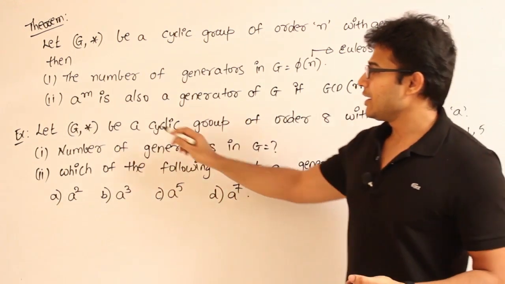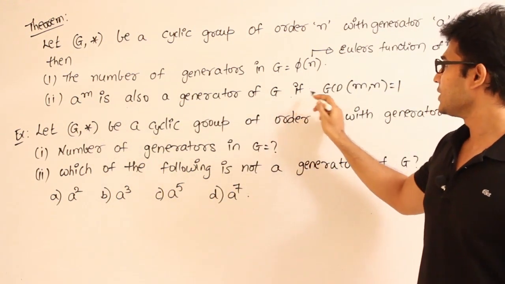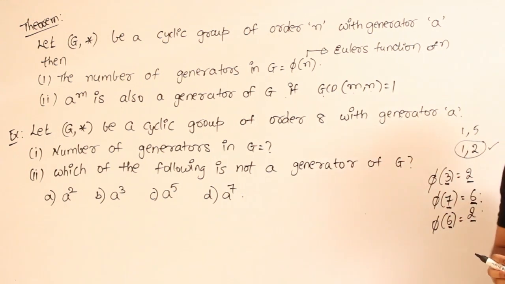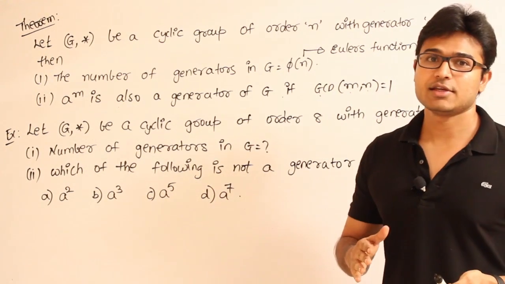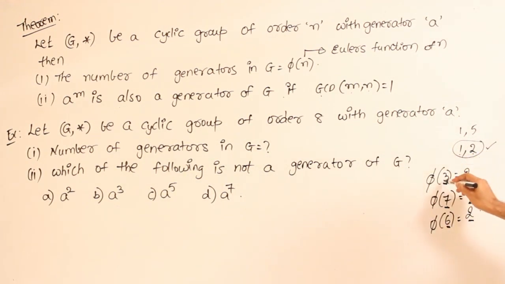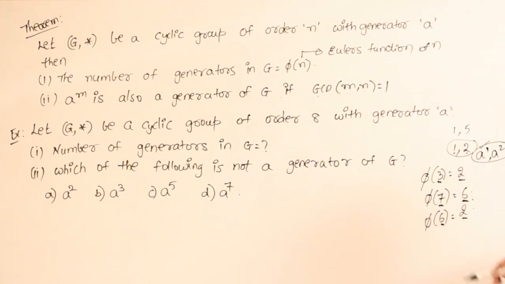And a^m is also a generator of G if GCD of m and n is 1. So what they mean by this is, you have found out that 1 and 2 are present in S3. S3 means the set of positive numbers less than 3 which are relatively prime to 3. Got it? So since 1 and 2 are present in S3, if a is a generator, then a^1 and a^2 both are going to be generators. That is what the second statement is, which means a^1 and a^2, these two are going to be the generators, right?